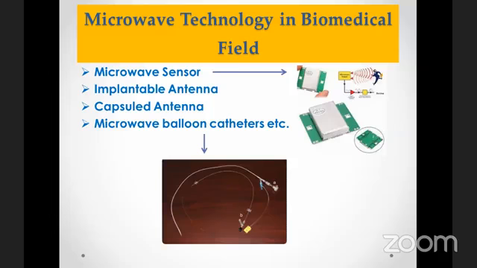Some successful applications of RF microwave technology in the biomedical field are shown in this slide. There are microwave sensors to sense various features of the body. There are implantable antennas, there are capsulated antennas, and there are different catheters developed in the form of microwave balloon catheters in order to sense various parameters of the body.